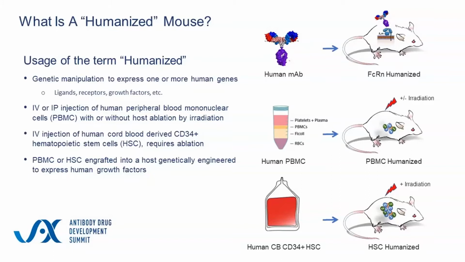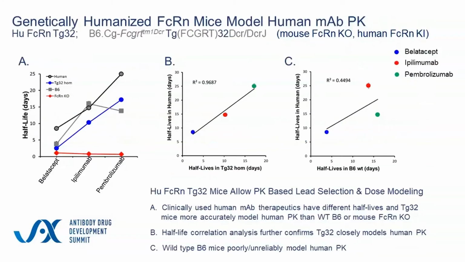And this is very important to consider because in addition to plain genetic humanization, PBMC humanization, and hematopoietic stem cell humanization, we also have mice that are genetically engineered to express human genes that better support hematopoietic reconstitution and engraftment. So they would be considered almost double humanized in that instance. So let's go through some of these different model platforms so that you can understand them a little bit better.